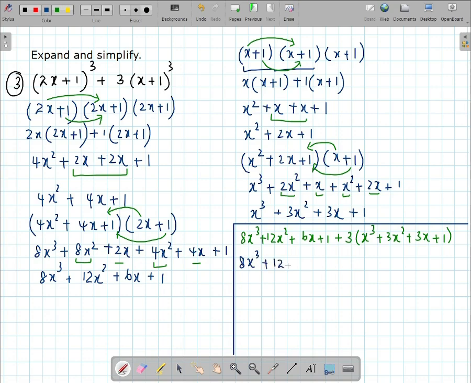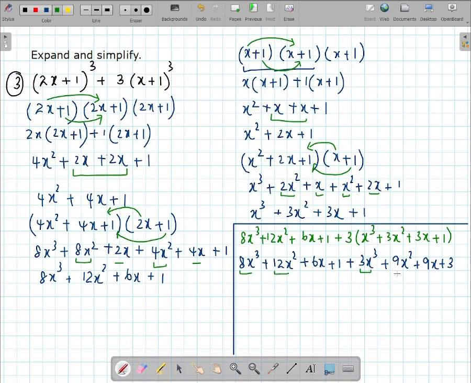Then I'm going to multiply this bracket by 3 and continue writing this: 8x to the power 3 plus 12x squared plus 6x plus 1 and plus 3 times x to the power 3, that is 3x to the power 3 plus 3 times 3x squared, that is 9x squared plus 3 times 3x, 9x, 3 times plus 1, that is plus 3.